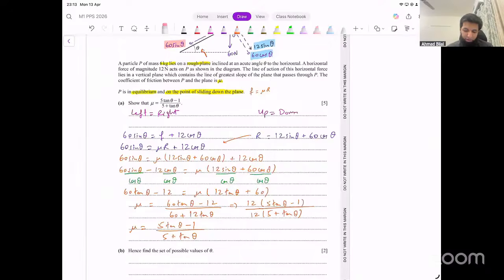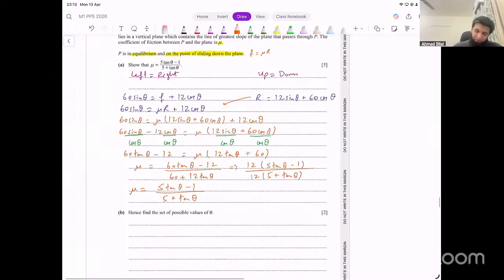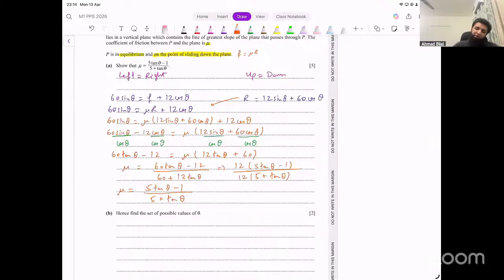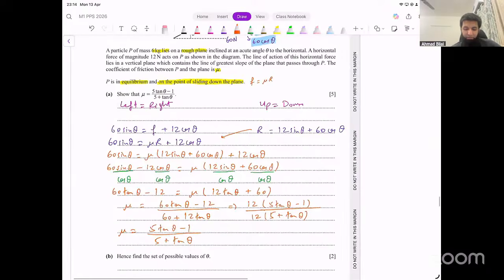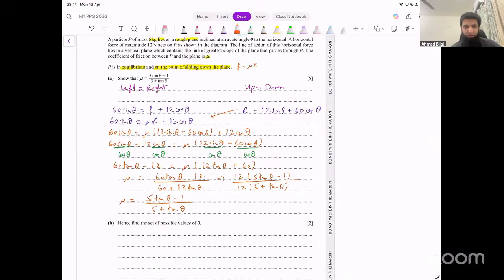But is that the only restriction that we've got? We have to use the previous part somehow. In the previous part, we have found the value for mu. Is there any restriction on coefficient of friction? What can be the possible values of coefficient of friction? Coefficient of friction has to be a positive number always, right? It can't be equal to 0, because that would mean it's a smooth surface. This is a rough surface. So it has to be some positive value.